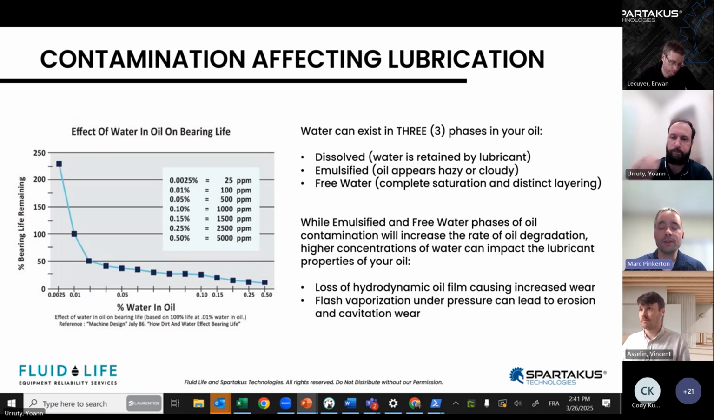So, water is not great. It's just one example of potential contamination affecting lubrication, but I'd say it's one of the more important when we're looking at gearbox oils.